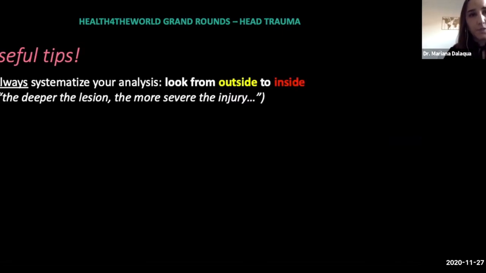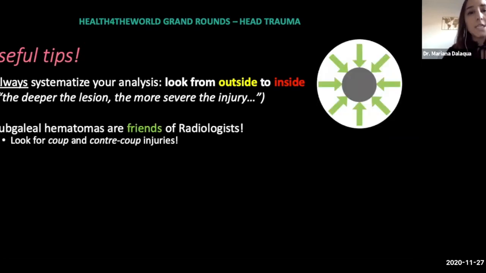So some useful tips for interpreting an exam of head trauma. Always systematize your analysis. This is very important, because if you don't do things in a systematic fashion, you're going to miss important findings. So I would suggest that we look from the outside to the inside, because we know as a general rule that in the context of head trauma, the deeper the lesion, the more severe the injury, right?